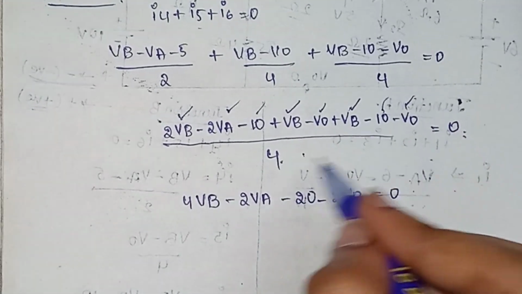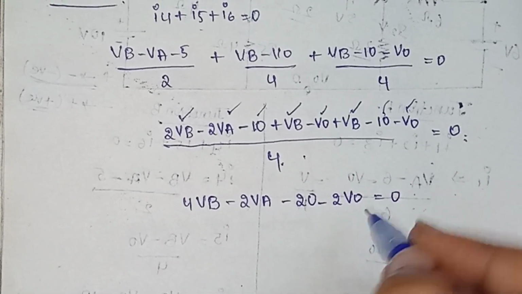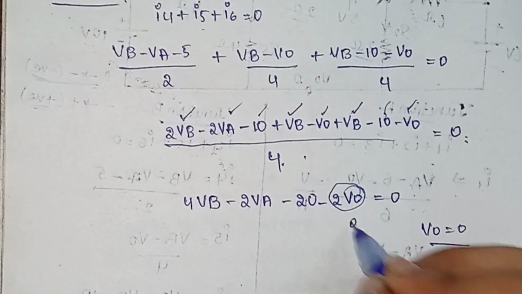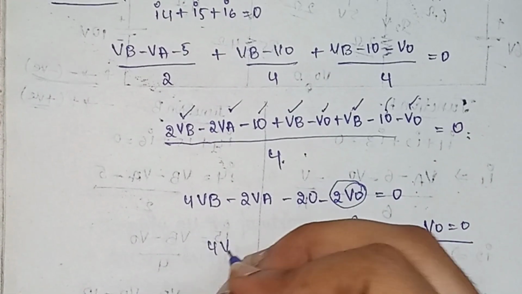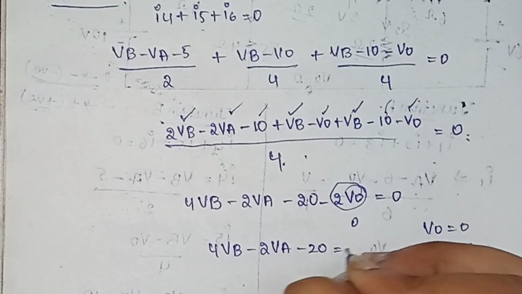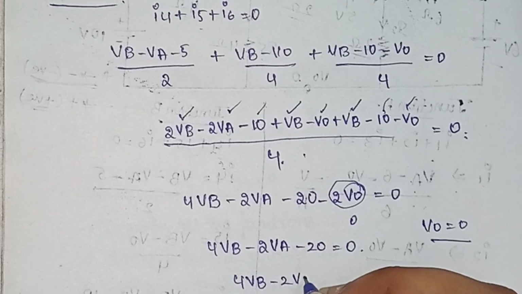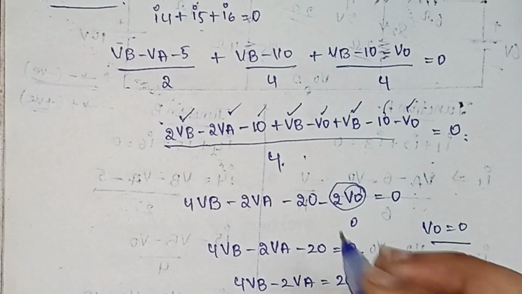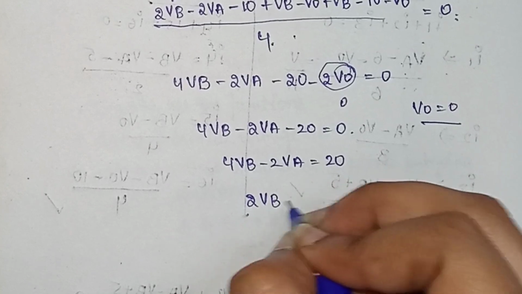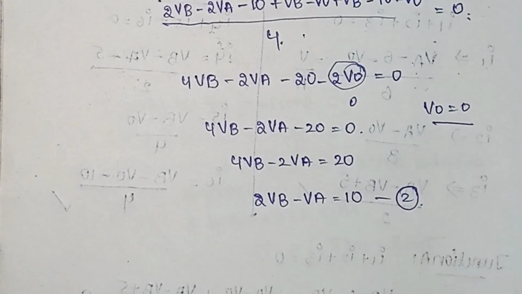If this 4 goes to this side, 0 into 4 is 0, so 0. Now if we substitute V0 is equal to 0, this part will become 0. So I'll get 4VB minus 2VA minus 20 is equal to 0. 4VB minus 2VA is equal to 20. If we take 2 common in this equation, we'll get 2VB minus VA is equal to 10. So this is our second equation.